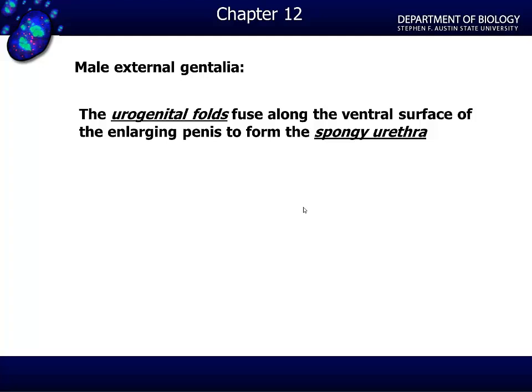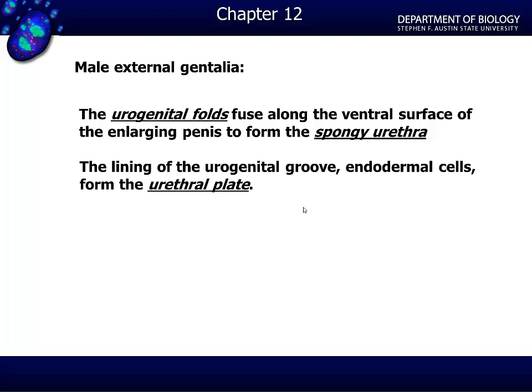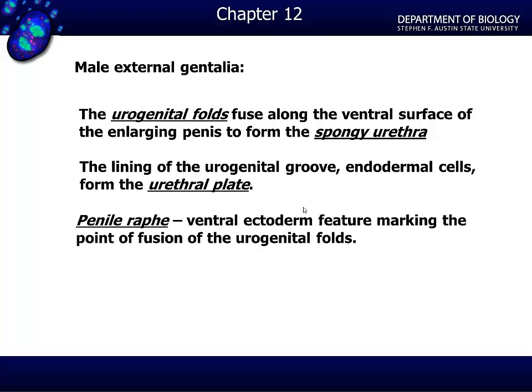That's going to be the lining of our urethra surrounded by this erectile column of tissue that is called the corpus spongiosa. And we're not going to get into all that detail too terribly much. We cover that in histology course. Now, the lining of this urogenital groove then, these endodermal cells, these are going to form the urethral plate. It's going to form the urethra on the inside. But as our urogenital folds fold around, we're going to see on the ventral ectodermal surface a line. This ventral line is going to mark the fusion of those urogenital folds, and that's going to be referred to as the penile raphe.